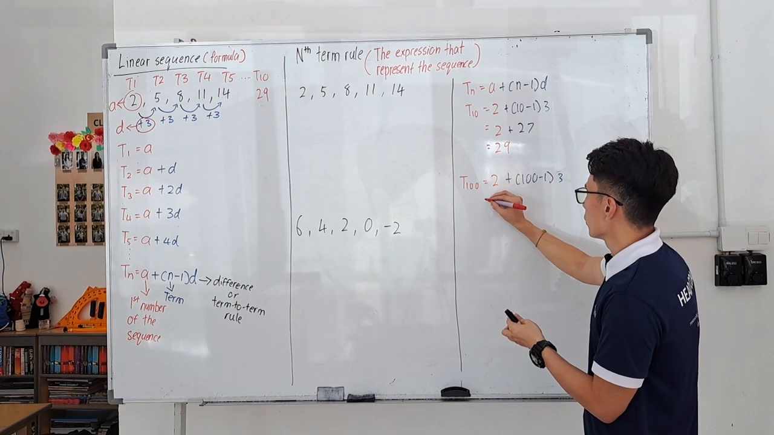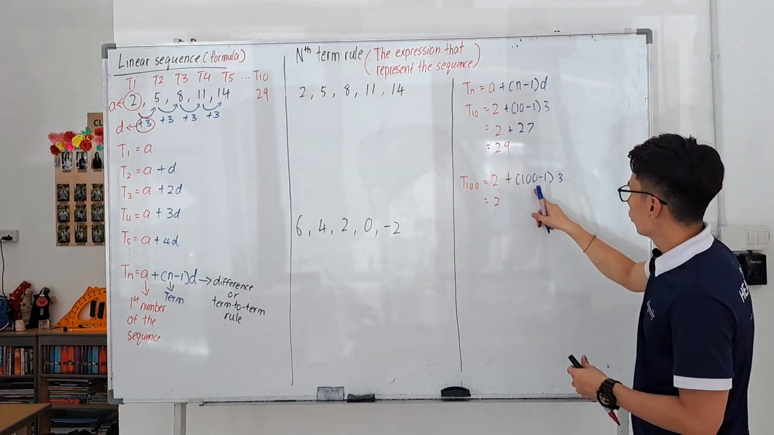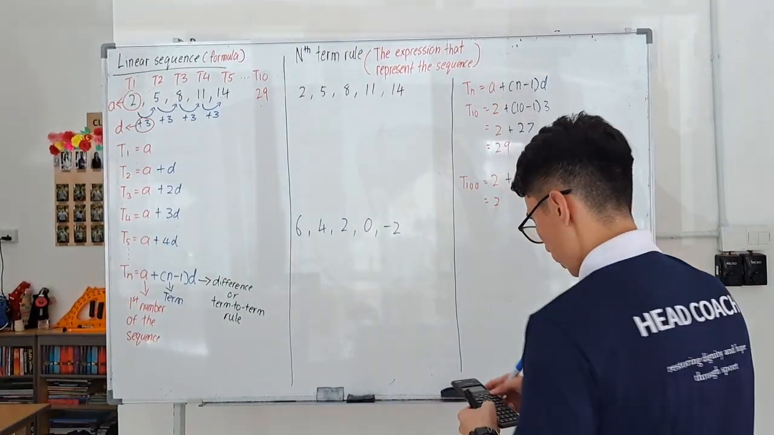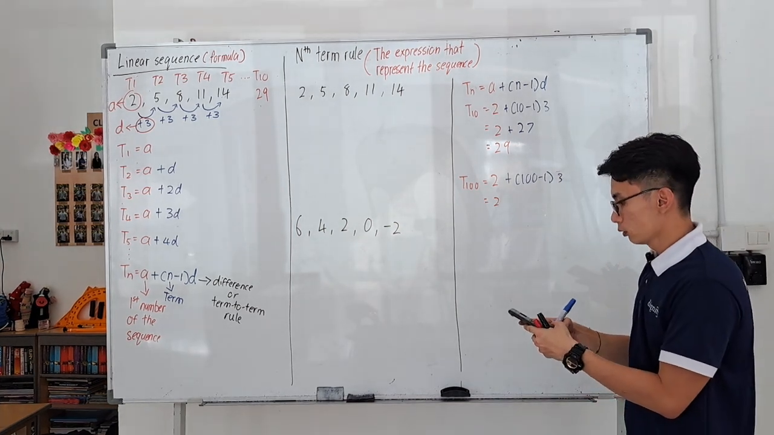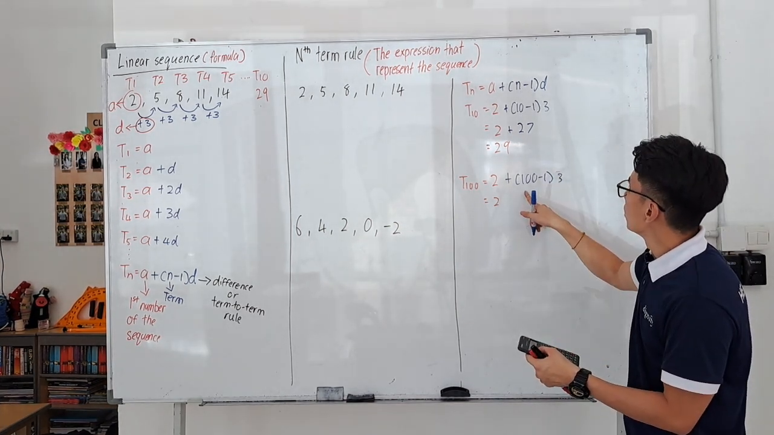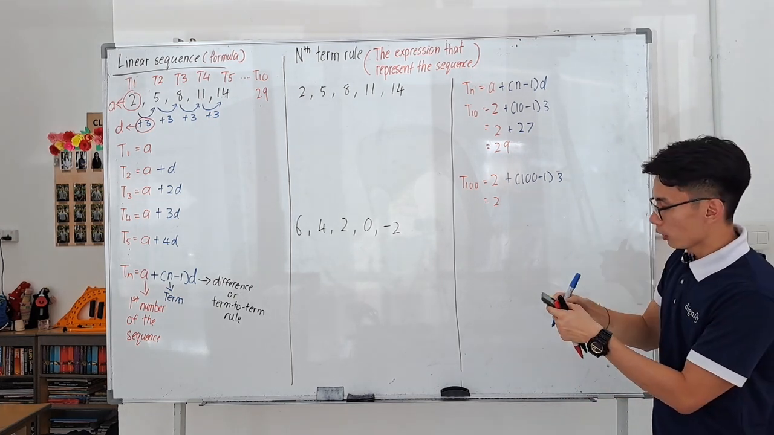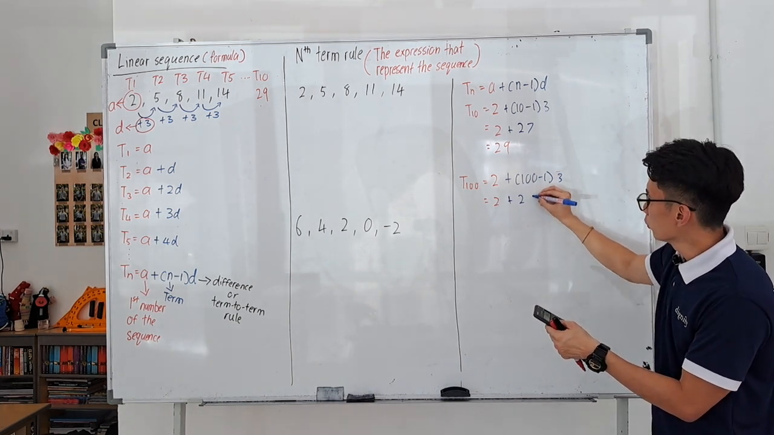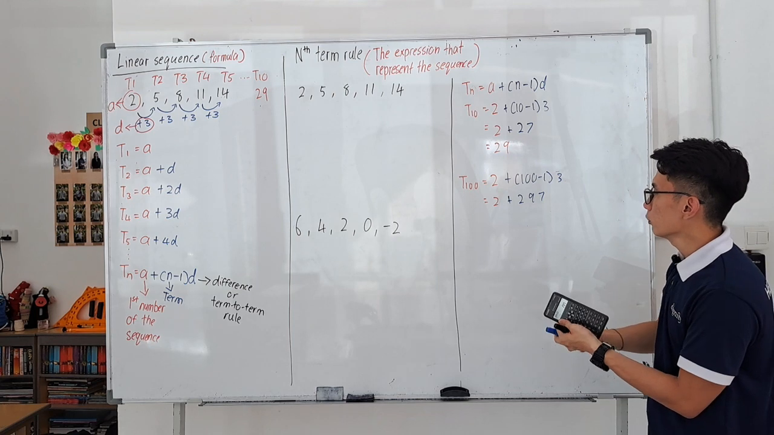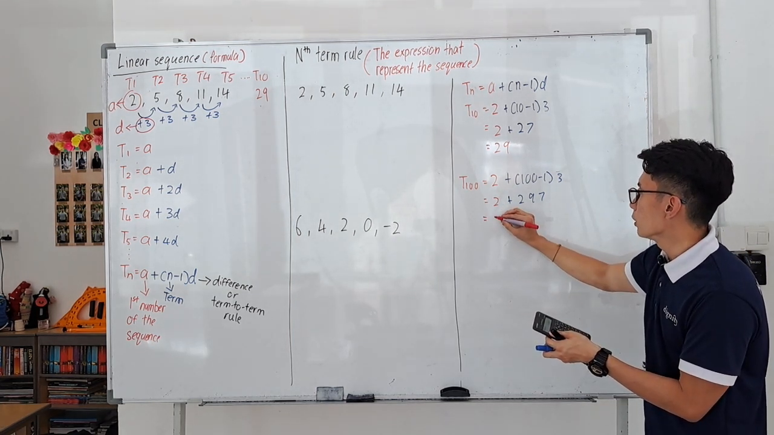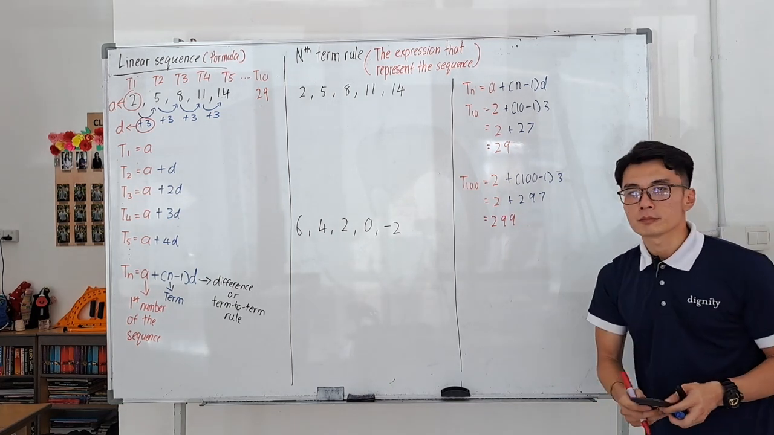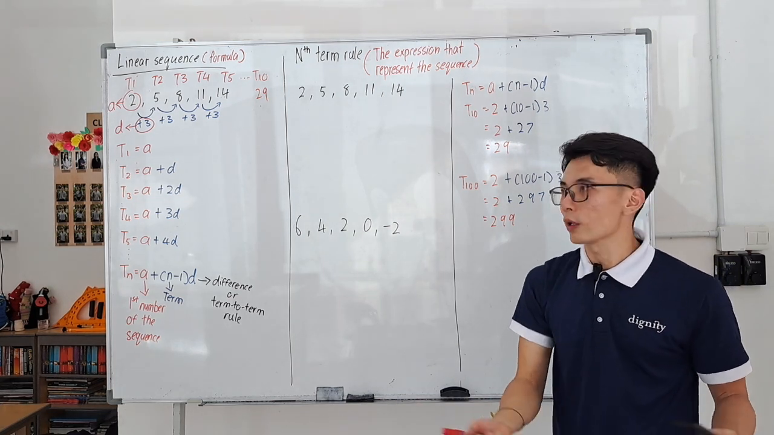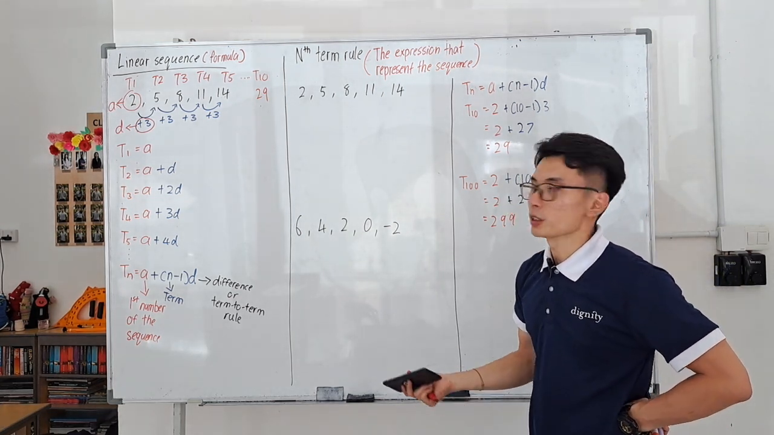So when we solve this, we will have 2 plus 99 times 3. That will give me plus 297. And my final answer for this term is going to be 299. So that's how we find it. We can go even further. We can do this for the 1,000th term and whatnot, depending on which you are interested in.